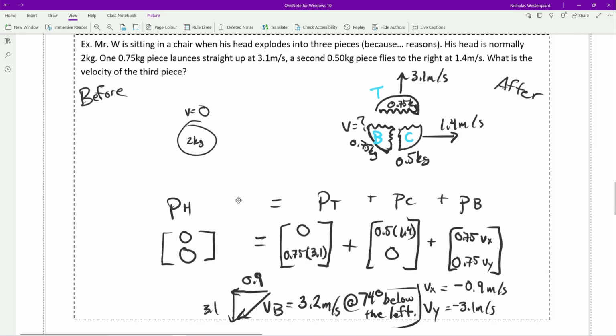Hopefully this is making sense to us. If you need to take a moment to pause and catch up with things, of course, do that. Let's take a look at the next problem now.